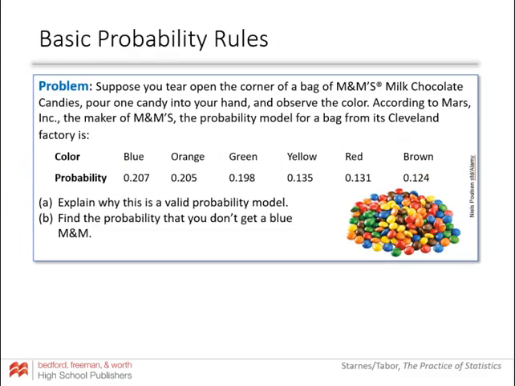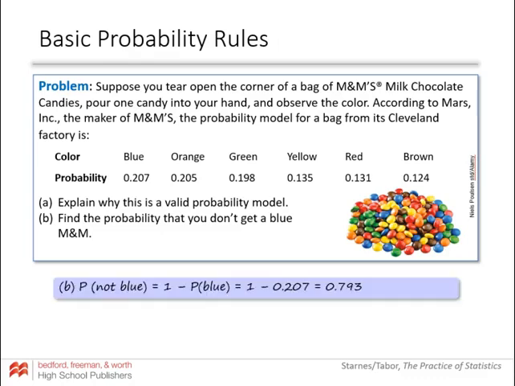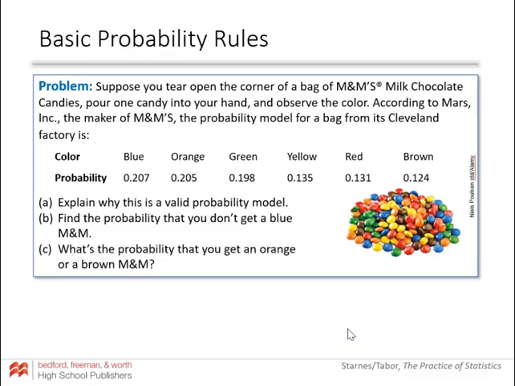All right, find the probability that you don't get a blue M&M. This is what we call the complement. So the probability of not blue, or the complement of blue, is equal to 1 minus the probability of getting a blue M&M. And we take that straight from this chart. So 1 minus 0.207 equals 0.793. That's the probability that my M&M is not blue.